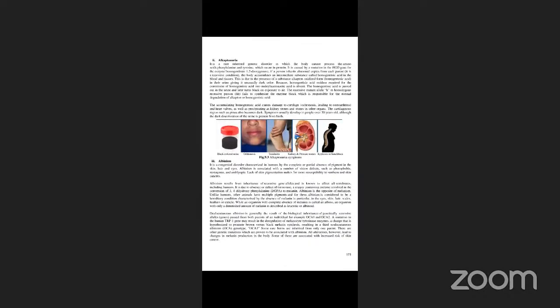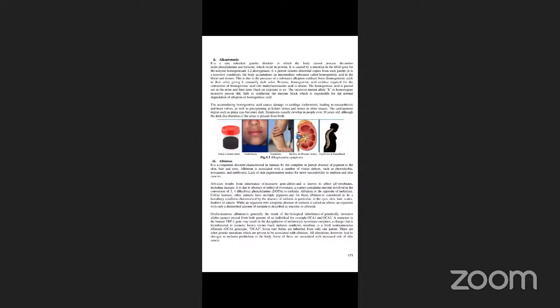Then alkaptonuria. This is also a rare inherited genetic disorder in which the body cannot process the amino acids phenylalanine and tyrosine, which occur in protein. It is caused by a mutation in the enzyme homogentisate 1,2-dioxygenase. If a person inherits these abnormal copies from each parent, the body accumulates an intermediate compound, homogentisic acid, in the blood and tissue. This is due to the presence of alkapton, the oxidized form of homogentisic acid, which makes the urine dark in color. Therefore, this is called alkaptonuria.